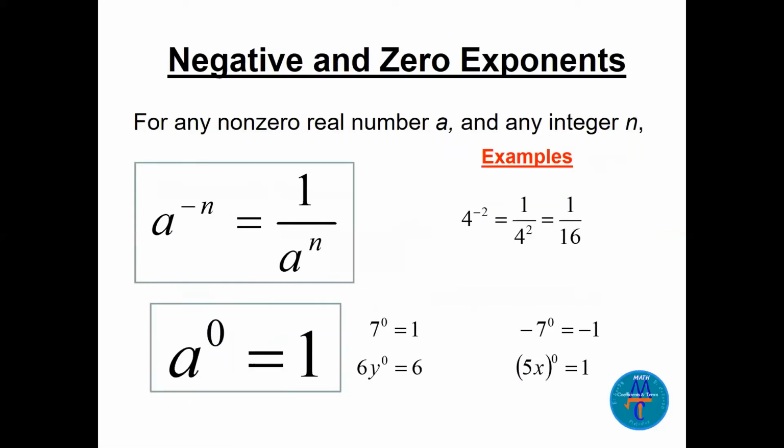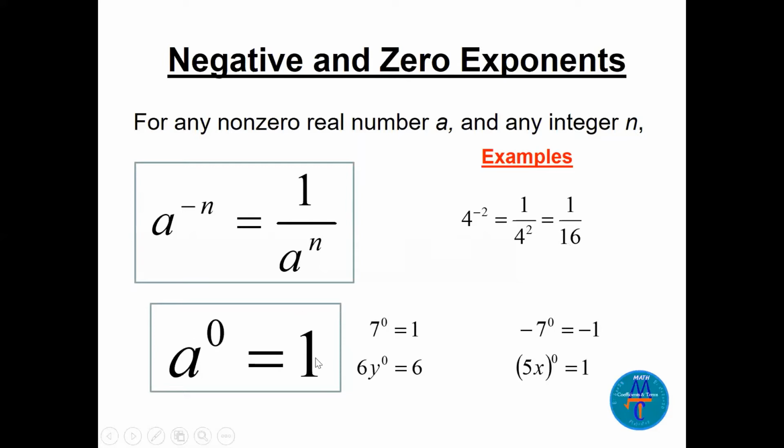Now, negative exponent and zero exponent. They have formulas. When you have a negative exponent, a to the power minus n, it equals 1 over a to the power n. That's an easy example. 4 to the power minus 2. Some students write minus 4. There is no minus here. So 4 to the power minus 2 is 1 over 4 squared, according to this formula, 1 over 16.